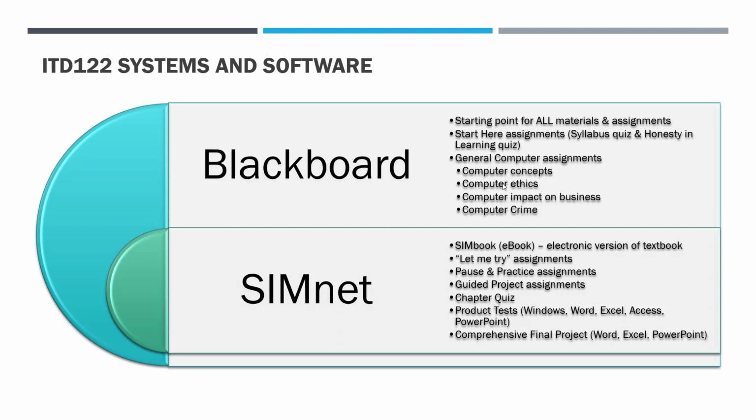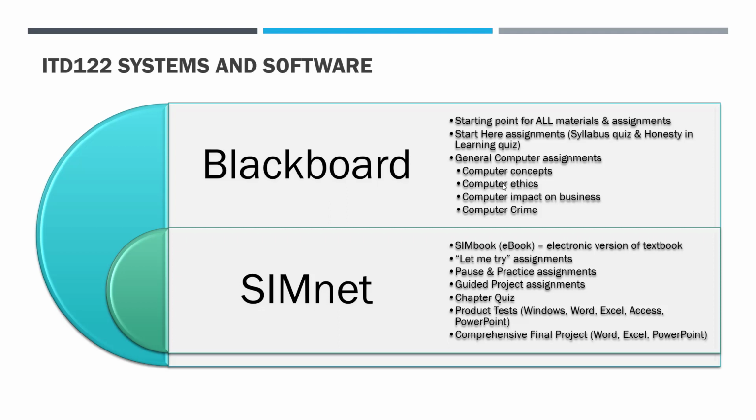Then there is a chapter quiz. The pause and practice, the guided project, and the chapter quiz, you don't do those for the Windows chapter, the first chapter. Only when we start Word Chapter 1 do those pick up. And the chapter quiz is 12 questions, multiple choice, true, false, taken directly from the text.